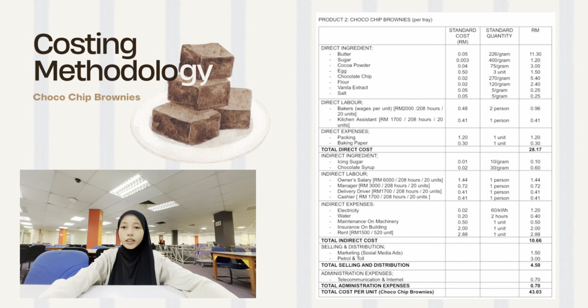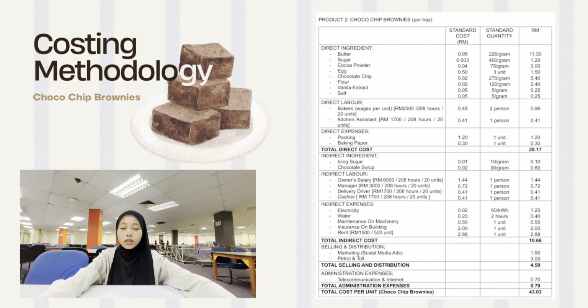For the direct ingredients for chocolate chip brownies, for the butter, standard cost is 0.05, standard quantity is 226 grams, and the total is 11 ringgit 30 cents. Next is sugar. Standard cost is 0.03, standard quantity 400 grams, and total is 1 ringgit 20 cents. Next ingredient is cocoa powder. Standard cost for cocoa powder is 0.04, standard quantity 75 grams, and the total is 3 ringgit.